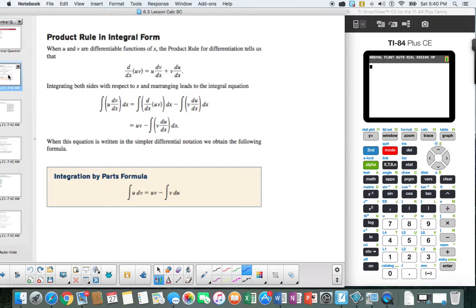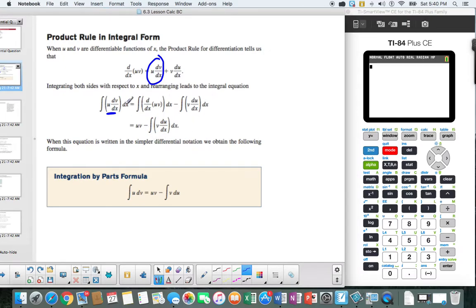Here's the product rule. The derivative of a product is the first function times the derivative of the second plus the second function times the derivative of the first. We're going to isolate this function right here, and when we isolate it, it's right here. Then it'll be this expression minus this expression. We're going to take the integral of all.